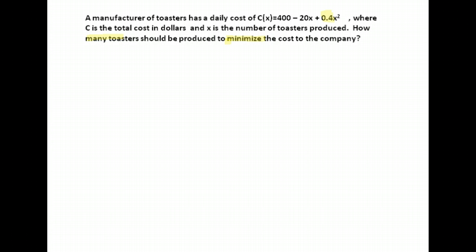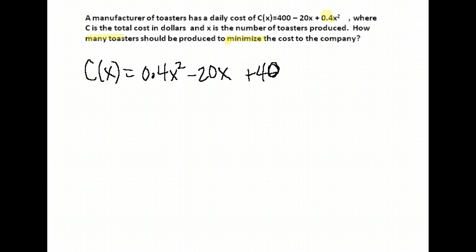So our minimum value is our vertex. We're trying to find the vertex of this function. I'm going to rewrite it a little bit so that it's the way we're used to seeing it with the x squared first, which you can absolutely do as long as you keep the sign of all the numbers and don't accidentally change them.